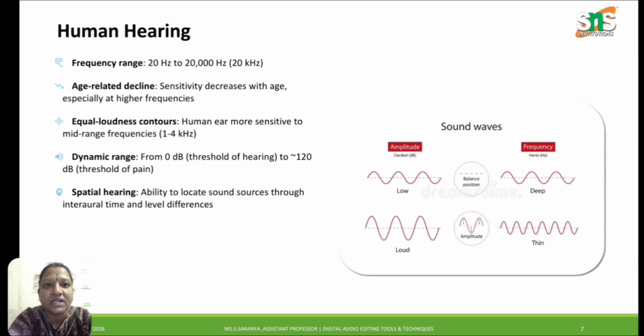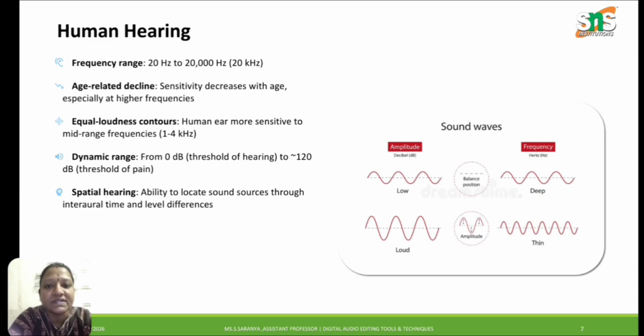Equal loudness contours: the human ear is more sensitive to mid-range frequencies, that is 1 to 4 kilohertz. The dynamic range goes from 0 decibels, the threshold of hearing, to 120 decibels, the threshold of pain. Spatial hearing is the ability to locate a sound source through the interaural time and level differences. Moreover, we use the interaural time difference and level difference between both ears.